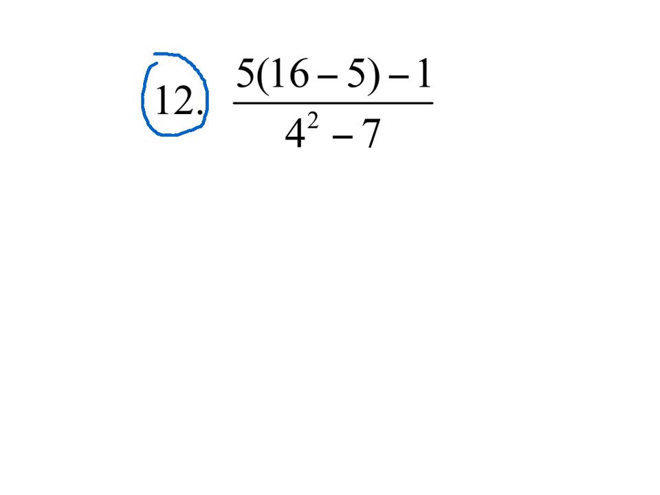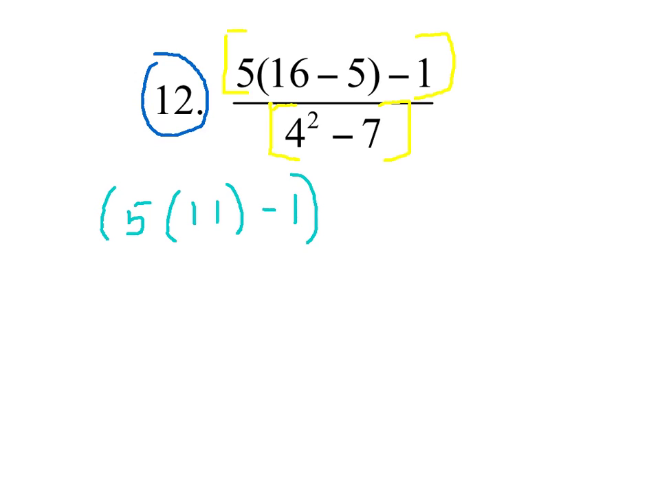When we have a fraction bar in the problem, we need to remember to do all of the numerator and all of the denominator separately, as if it's invisible parentheses. So I'm going to start with the numerator, and I'm going to go with the parentheses in the numerator. So I have 5 parentheses times 16 minus 5 is 11. So 5 times 11 minus 1.